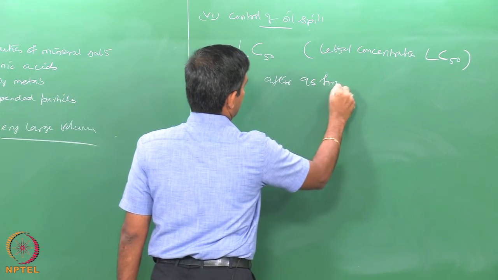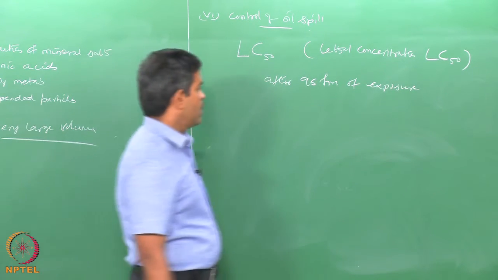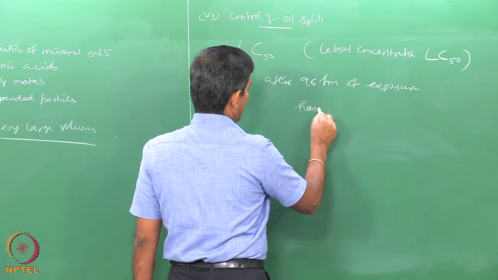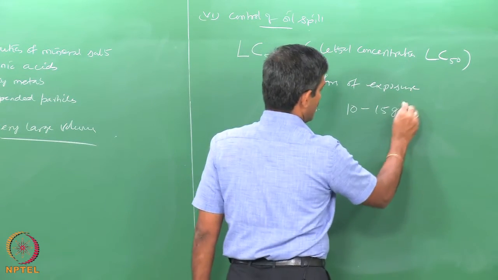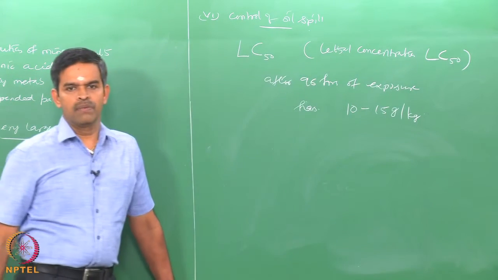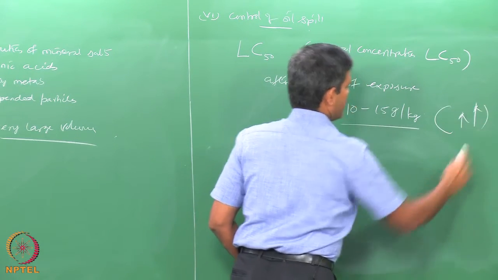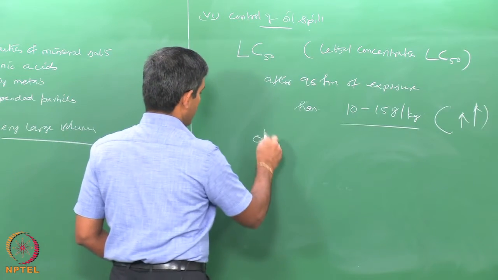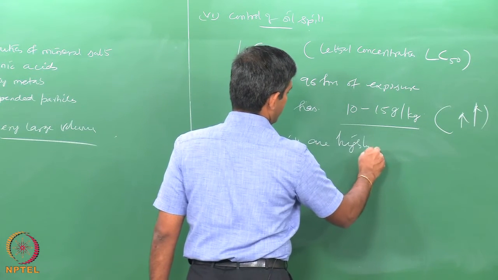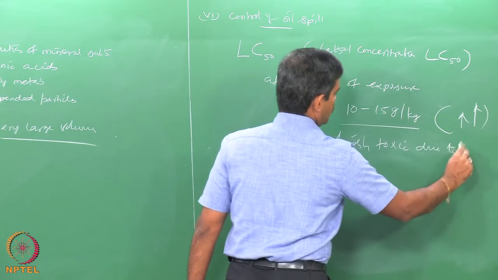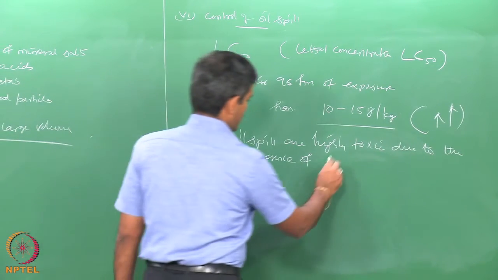However, let us believe that we know what is LC50, and LC50 after 96 hours of exposure has variations present in the form of 10 to 15 grams per kg in an oil spill. So, what does it mean? This concentration is relatively very high. This indicates that oil spills are highly toxic due to the presence of lethal substances.